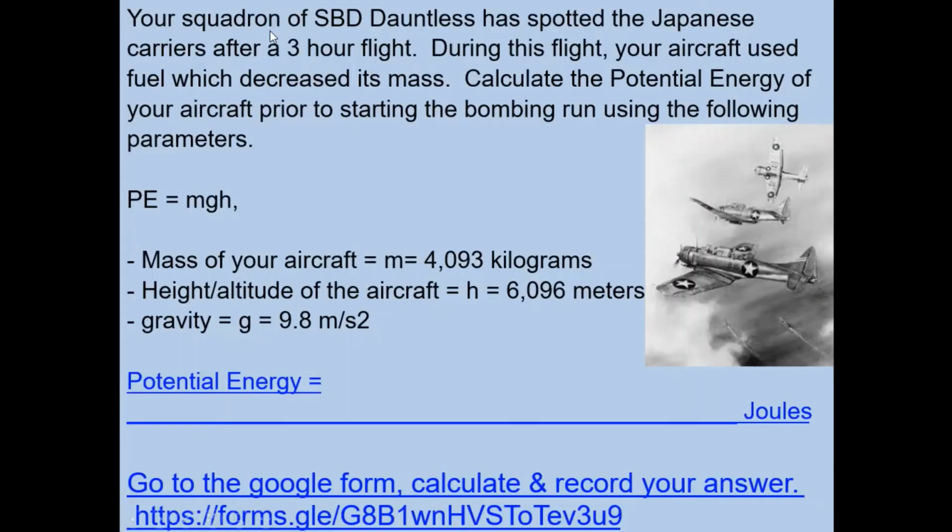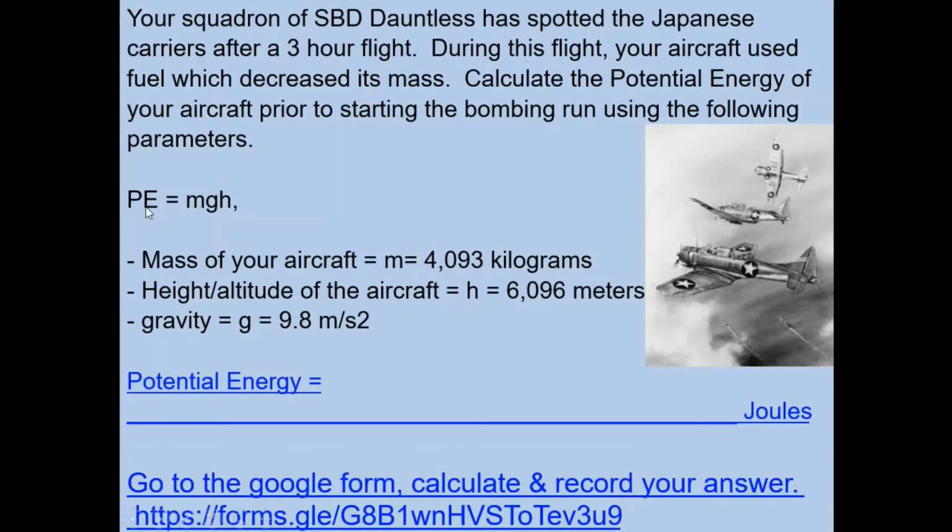Okay, let's now go over a practice problem. Let's suppose you've got a squadron of SBD-Dauntlesses. You've spotted the Japanese carriers, which is called the Kido Butai or Mobile Force, after a 3-hour flight. During this flight, your aircraft used fuel which decreased its mass. Calculate the potential energy of your aircraft prior to starting the bombing run using the following parameters.